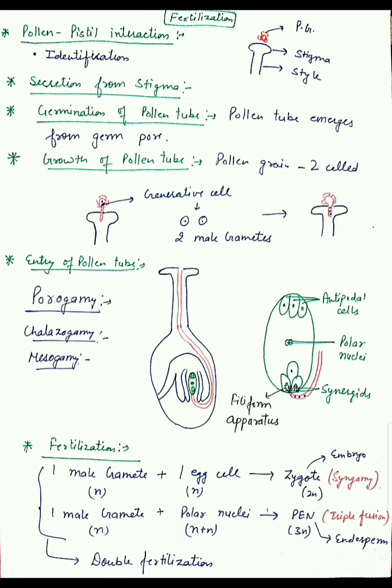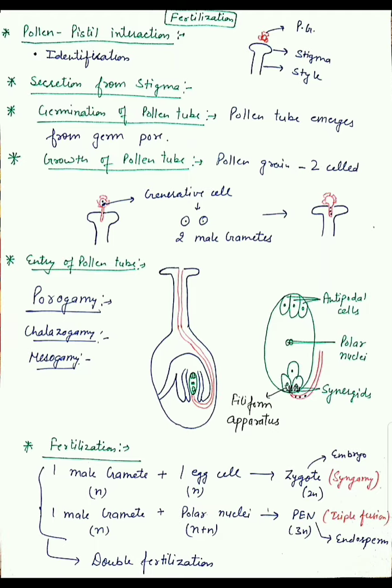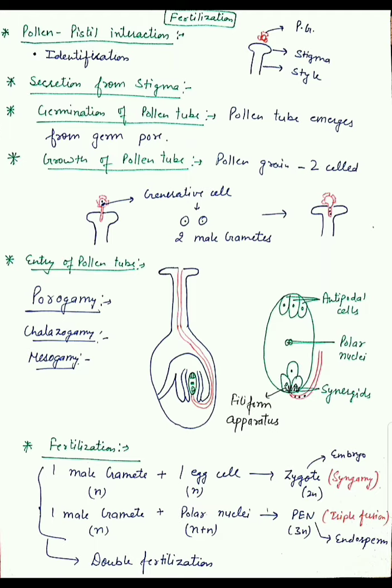Now we come to the process of fertilization. As I told you, there are two male gametes. One male gamete fuses with one egg cell, the central one, this cell is the egg cell. One male gamete fuses with this egg cell and leads to the formation of the zygote. Actually, the male gamete and egg cell both are haploid cells, so the zygote is diploid, and this process is known as syngamy.